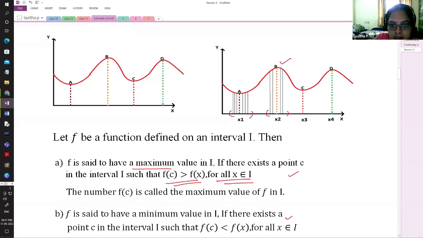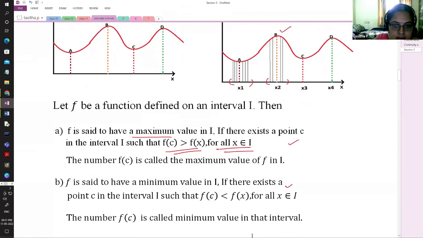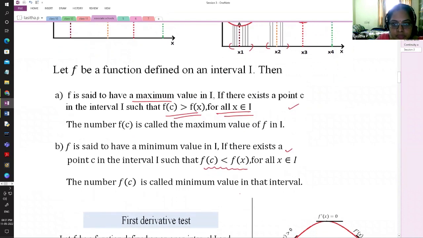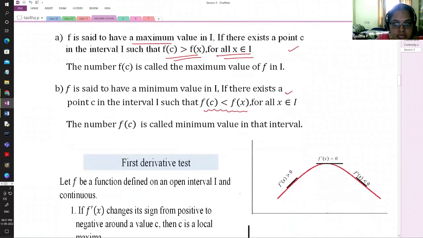Similarly, in the second case, f of c is lesser than f of x. All the other vertical lines to the left side and to the right side will be greater than that particular number. In that way, that is the explanation.